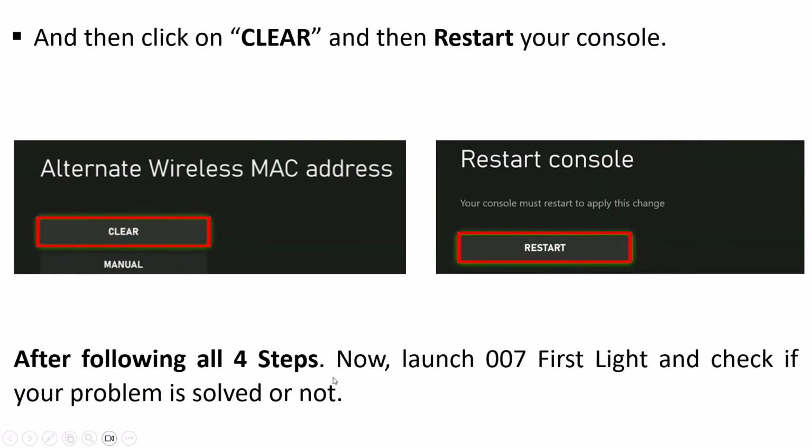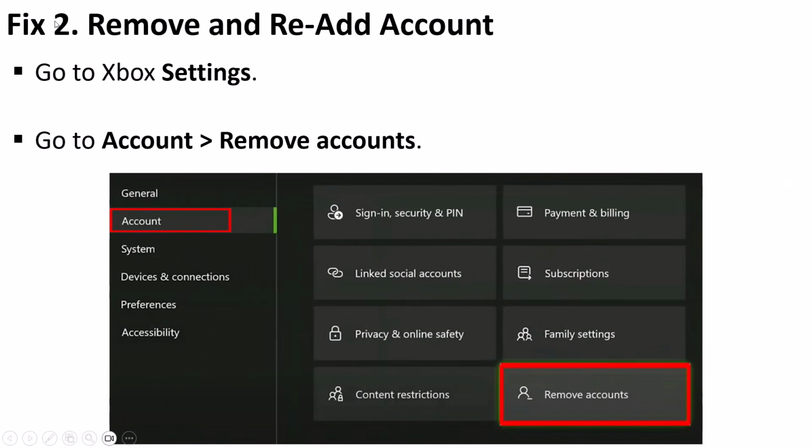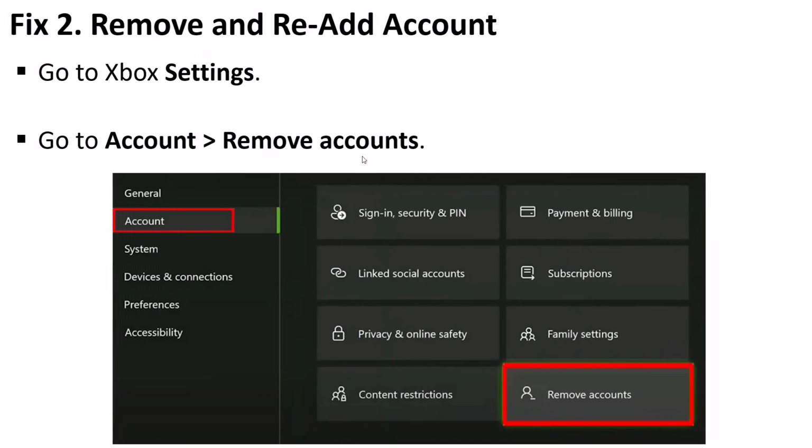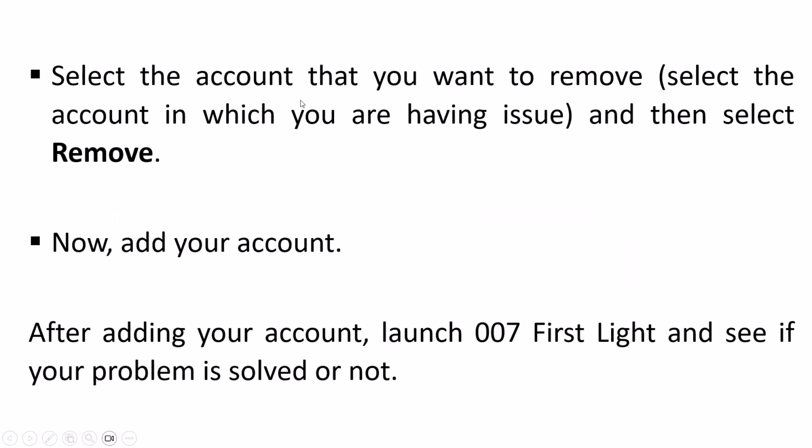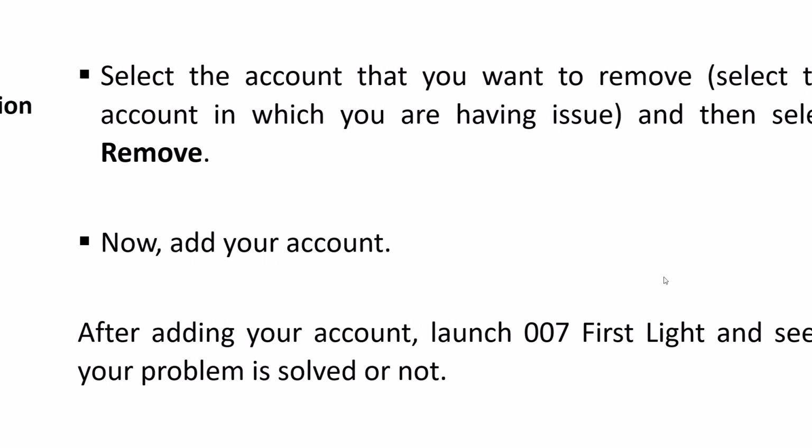After following all 4 steps, you can go ahead and launch the 007 First Light game and check if your problem is solved or not. Fix 2 is to remove and re-add your account. Go to Xbox settings, go to Account, Remove accounts. Select the account in which you are having the problem and then select Remove. Then re-add your account and after adding your account, launch 007 First Light game and check if your problem is solved or not.